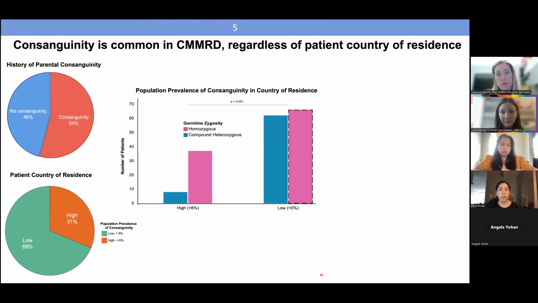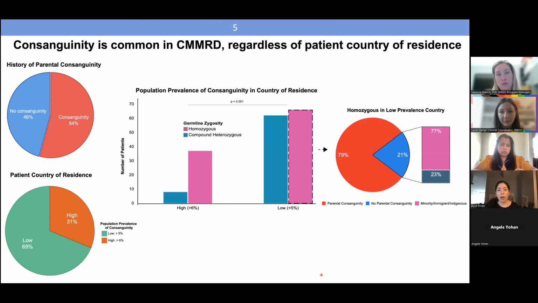So we looked a little bit deeper into this, and we found that it isn't always necessarily consanguinity between family. It can happen in small minorities or communities that are isolated, for example, Newfoundland, Canada. It's important that we look in these specific communities because they can be enriched for autosomal recessive syndromes like CMMRD. And we think that these findings are important because they allow doctors in these low prevalence countries to think about CMMRD when they might previously not have.